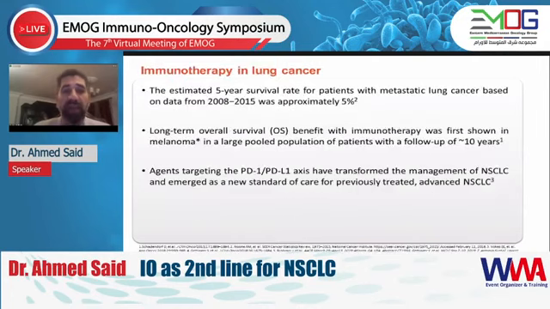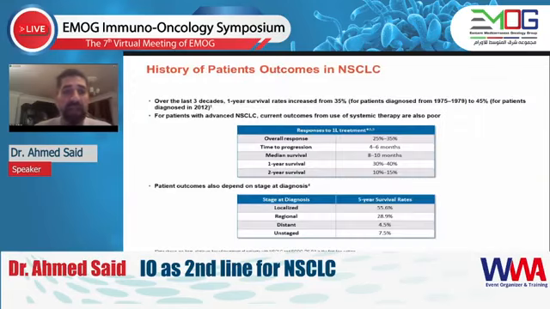The estimated 5-year rate for patients with metastatic lung cancer based on data from 2008 to 2015 was approximately 5%. So long-term overall survival benefit with immunotherapy was first shown in melanoma in a large pooled population of patients with follow-up of about 10 years. Agents targeting the PD-1 and PD-L1 axis have transformed the management of non-small cell lung cancer and emerged as a new standard of care for previously treated advanced non-small cell lung cancer as well as the first-line setting.